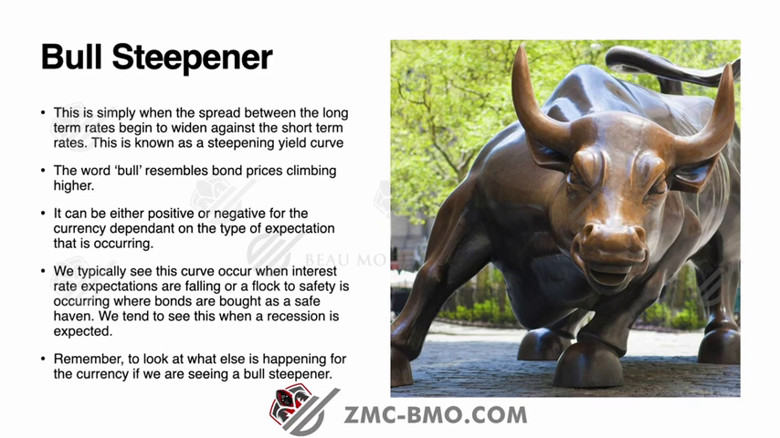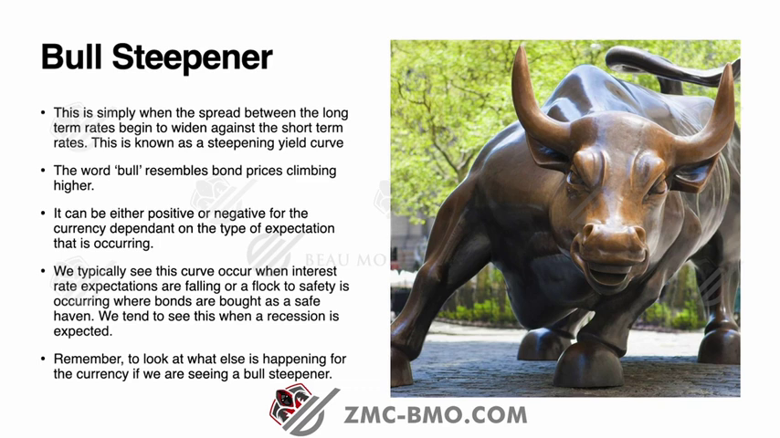So when you hear bull steepener or bull flattener, just think, okay, that means the yield is likely falling. And vice versa, a bear represents the yield actually climbing higher, so it's the opposite. When they refer to the bulls or the bears in the bond market, they're referring to the actual bond prices, not the actual yield, unless somebody specifies that they're talking about yields, in which case they'll say yields at the end. It can be either positive or negative for the currency, depending on the type of expectation that is occurring.